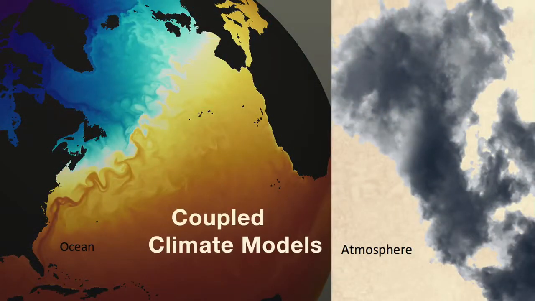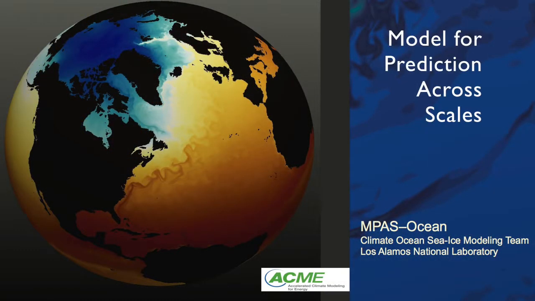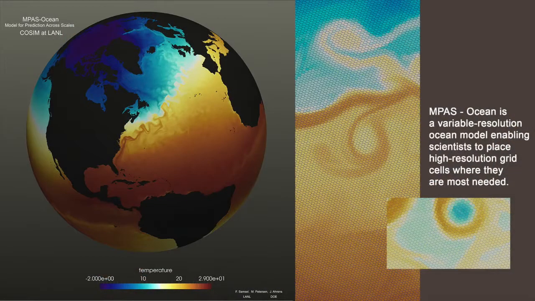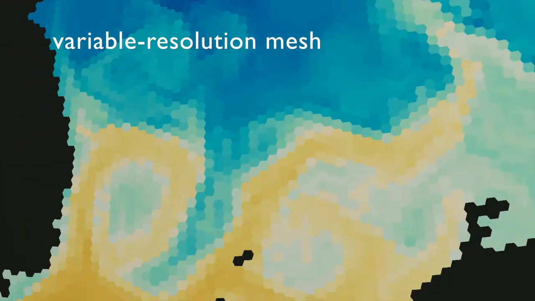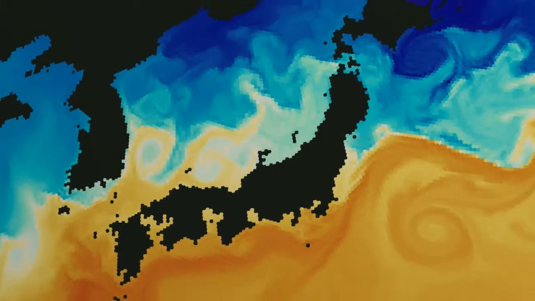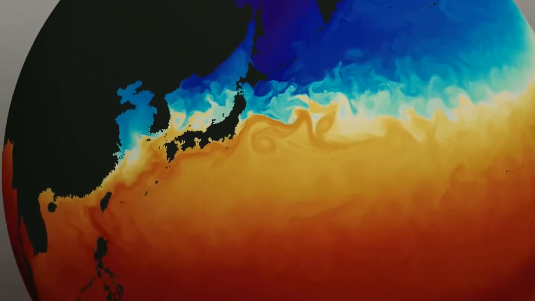They are one component of coupled climate models, which include atmosphere, ocean, sea ice, land vegetation, and land ice. All of these components and their interactions are needed to understand the risks of climate change in the coming century. The ocean component of ACME is the Model for Prediction Across Scales, or MPAS-Ocean, which is a new variable resolution mesh model developed at Los Alamos National Laboratory. Variable resolution means we can place high-resolution grid cells where they are most needed in order to study particular regions of the Earth or to better resolve important physical processes.